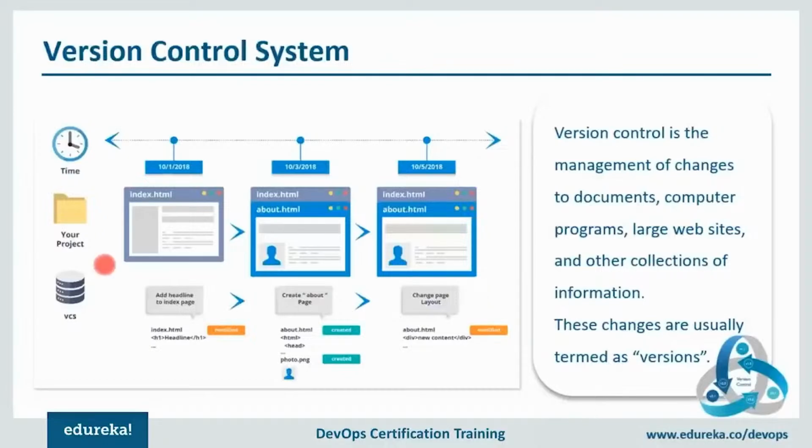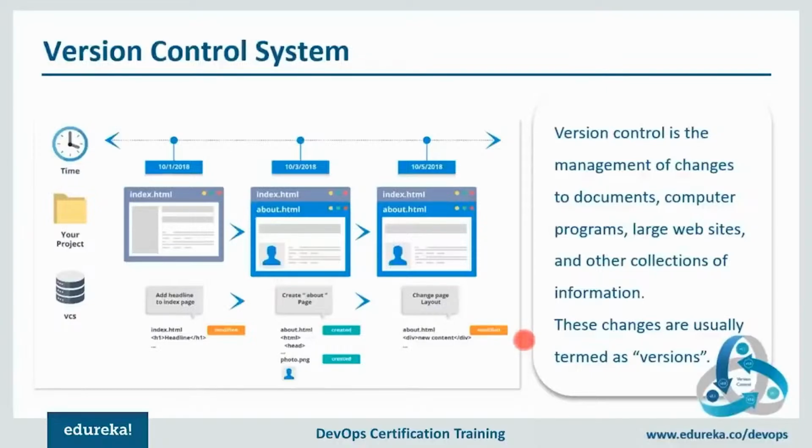So when I only have my index.html and I do not have any other web page, this can be considered as my first snapshot. And then when my about.html has been created and some photos have been added, this can be considered as my second snapshot. In a similar way, once the about.html has been modified, that is, the complete layout has been modified, that can be considered as my third snapshot. So the three snapshots could be identified as version 1, version 2, and version 3.